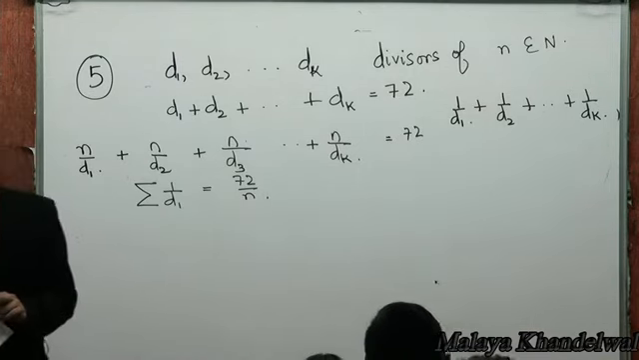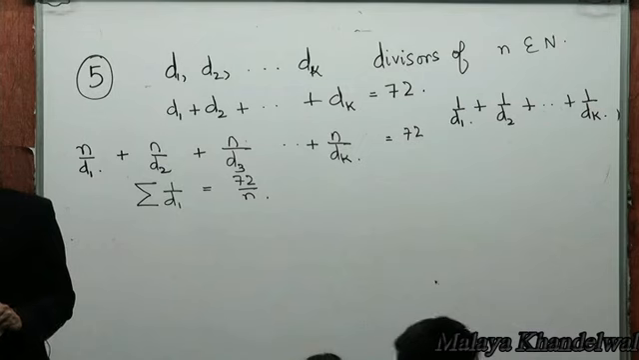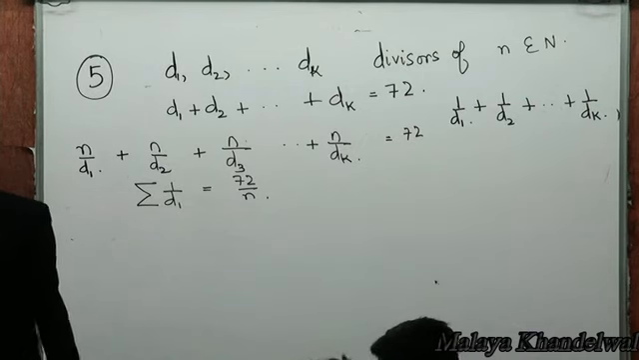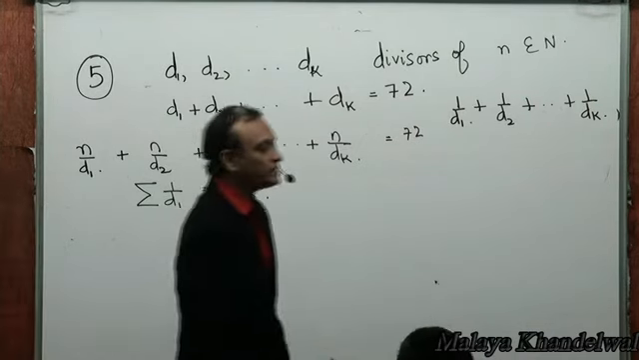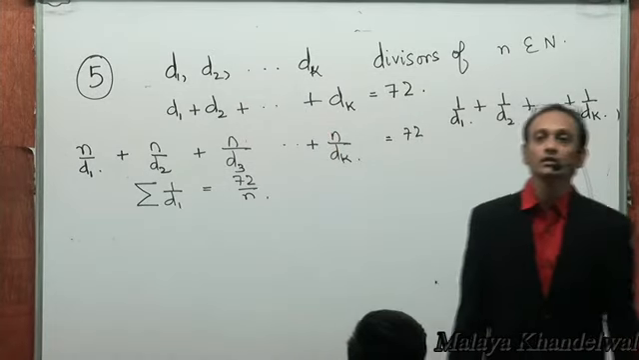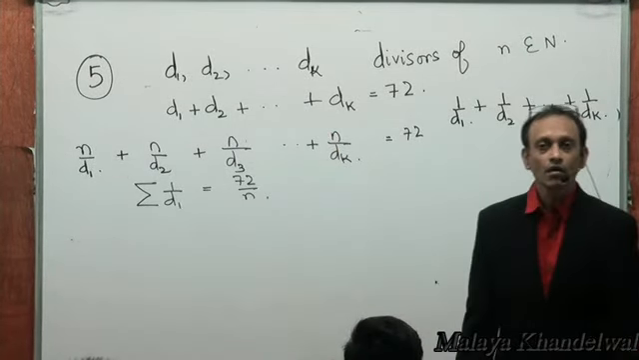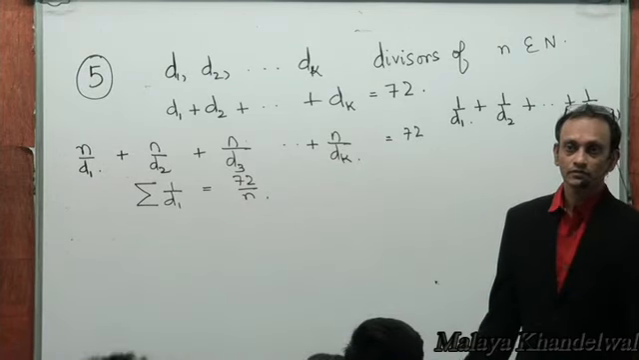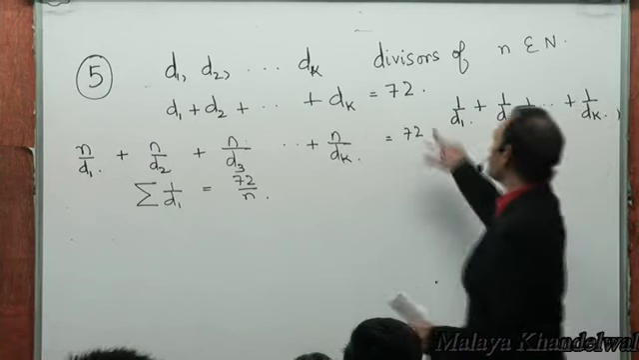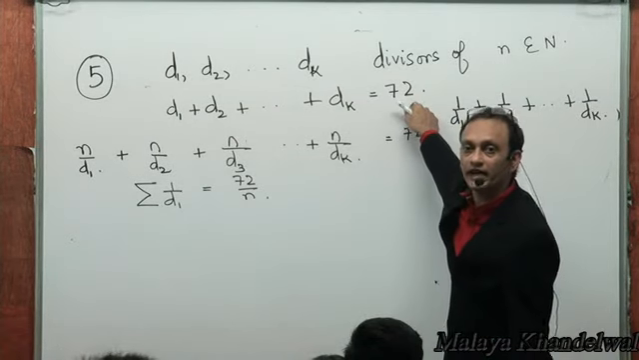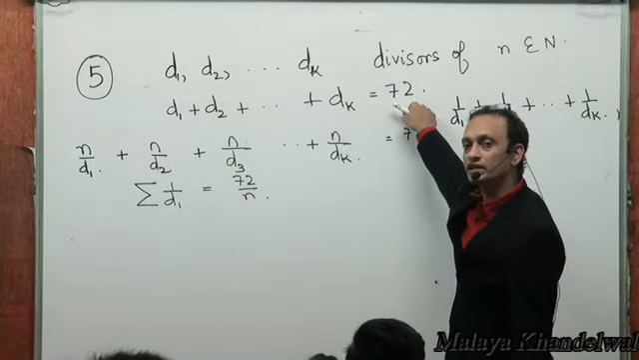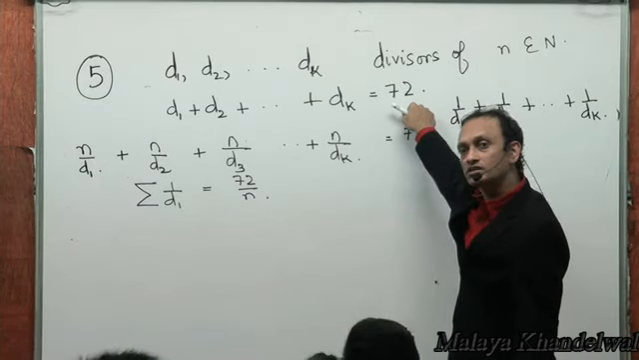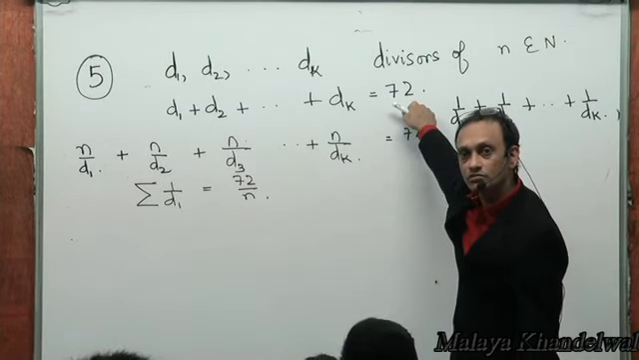Will the sum of the divisors be unique for every n? No. It is not like there is a one-to-one relationship between the sum of the divisors and a natural number n. That may not be the case. We are assuming that. What you are saying is this should uniquely determine n. No. There can be many values of n such that the sum of the divisors is 72.